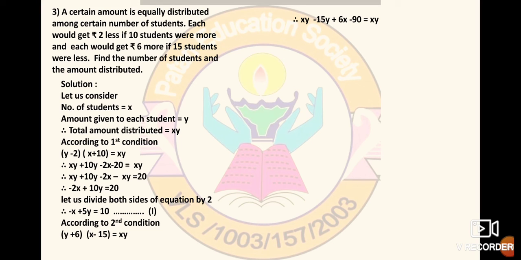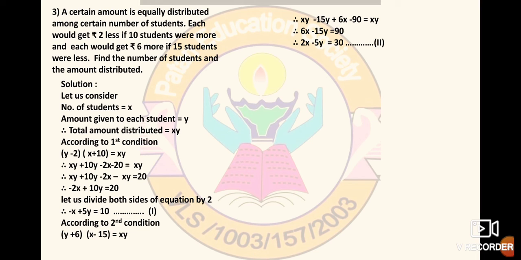Again we reshuffle the positions of minus 90 and xy, which is after the equal sign. Minus 90 goes after the equal sign and becomes plus 90, and xy comes on this side and cancels directly. So plus 6x minus 15y is equal to 90. Now 6, 15, 90 are all divisible by 3, so we divide the equation by 3. 2x minus 5y is equal to 30. This is equation number 2.